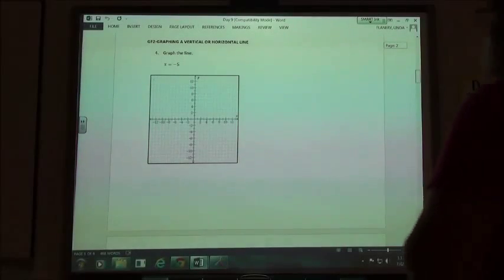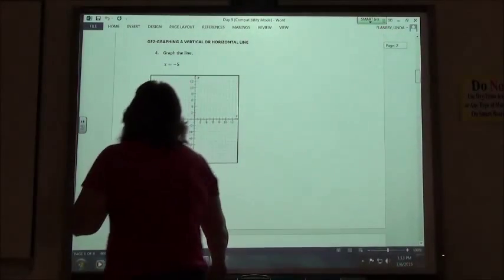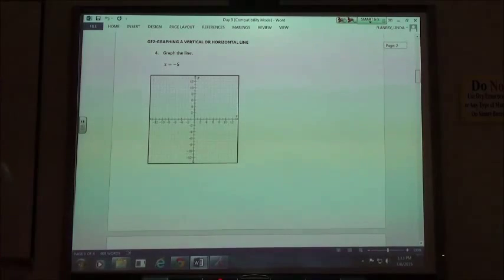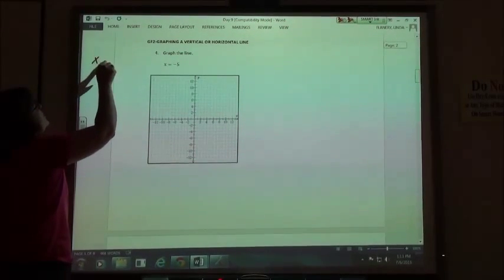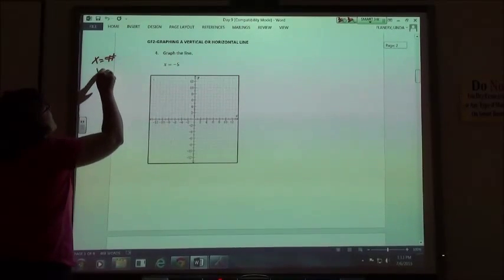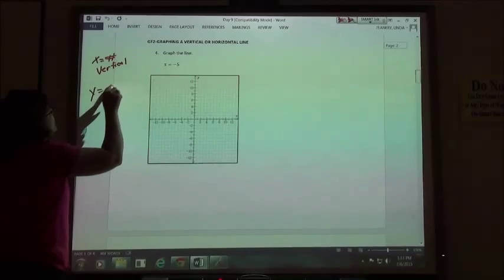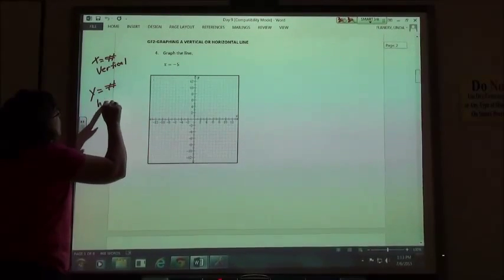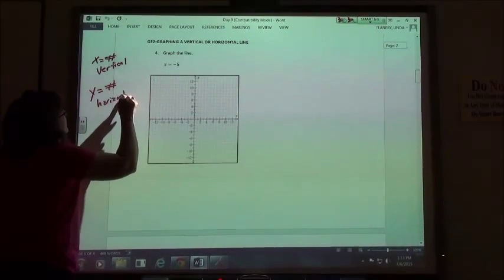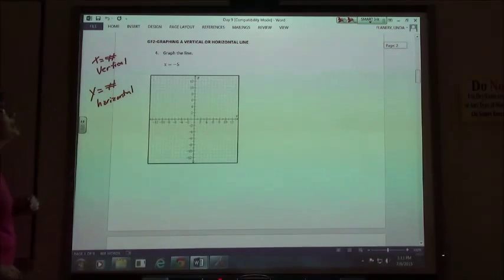Numbers 4, 5, and 6 are those special cases where you don't have both the x and the y. You either have an x equals or a y equals. If I have x equals my number, my line is going to end up going vertical. If I have y equals my number, my line ends up going horizontal. So they call these special cases because it's not the normal form of the line.